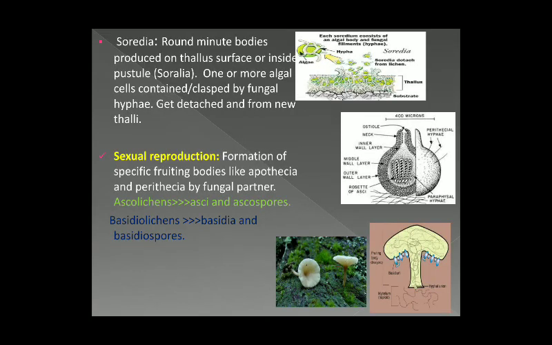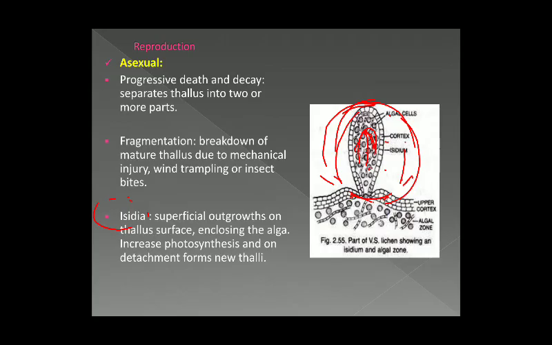Now soridia. Soridia are minute round bodies which are produced on the thallus surface or inside superficial structures which are known as pustules or sorelia. One or more algal cells are contained or clasped by fungal hyphae, and these structures are soridia. They get detached and form new thalli just like isidia.